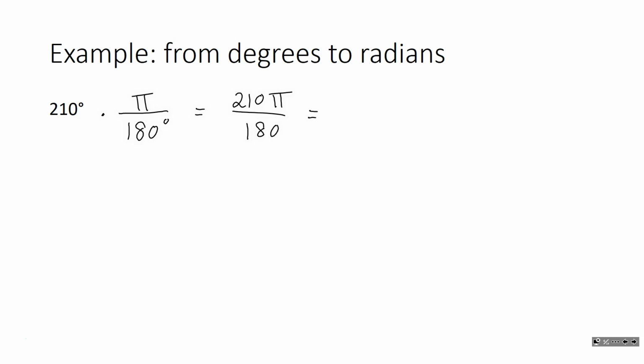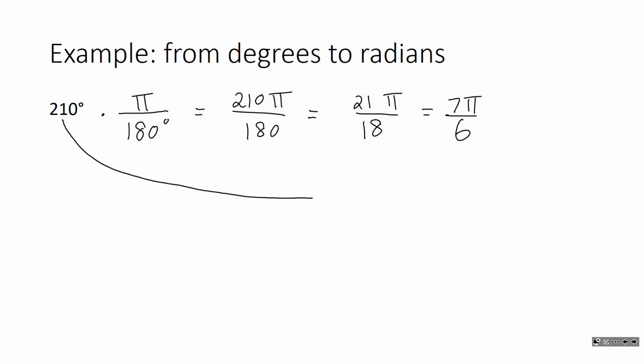Suppose we divide numerator and denominator by 10. We would have 21 pi over 18. We could further go and divide 21 and 18 by 3, and we would have 7 pi over 6. So 210 degrees is equal to 7 pi over 6.